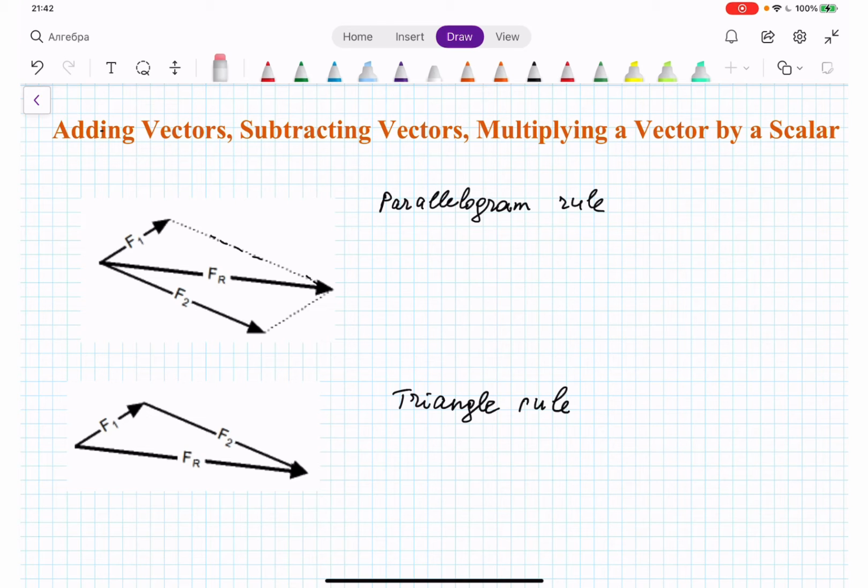So the first step, what we are going to do. First, we draw the first vector, given its magnitude and direction. This is our first vector. Next, from the beginning of the first vector, this is the beginning, this is the end, right? The arrow. From the beginning of the first vector, draw the second vector, also using both its magnitude and direction, okay?